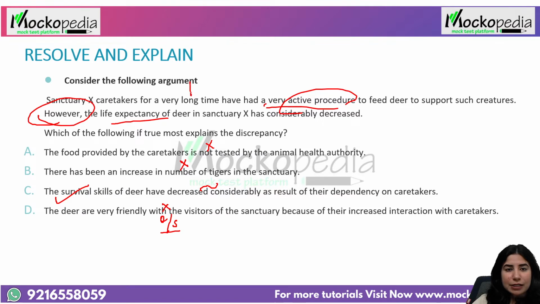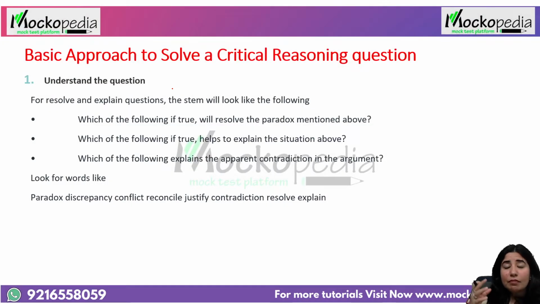You have two facts. This is fact one, this is fact two, and then there is this negative transition word in between both the facts. So you need to understand the discrepancy and then you should answer the question, right? So what is the basic procedure? I always say begin with reading the question. So this is how the question stem would look like. Which of the following, if true, will resolve the paradox, helps to explain the situation, explains the apparent contradiction?